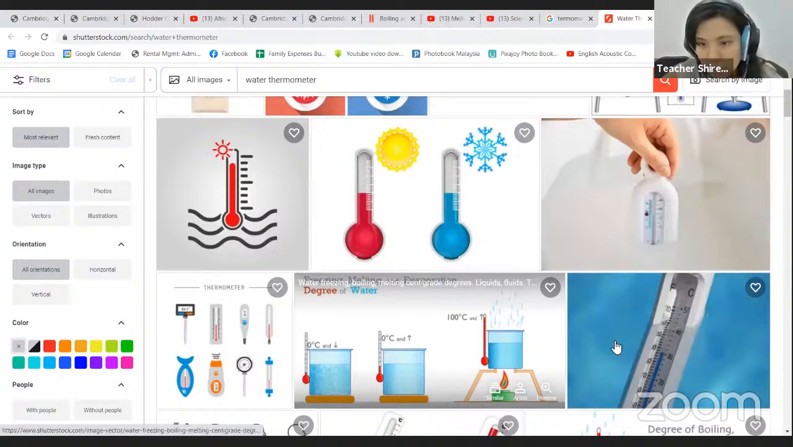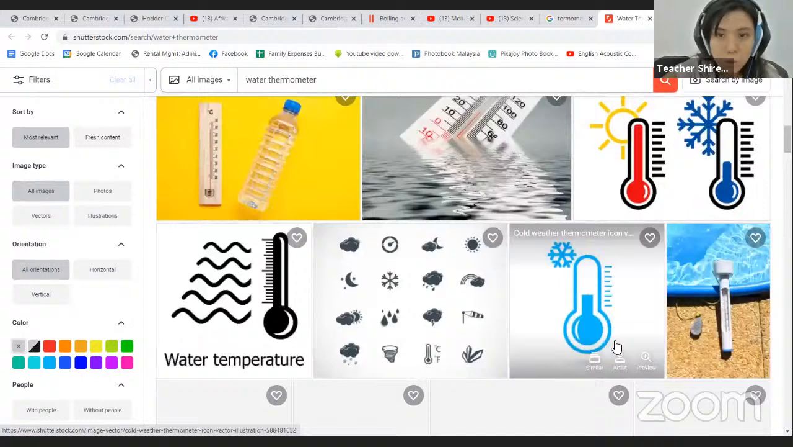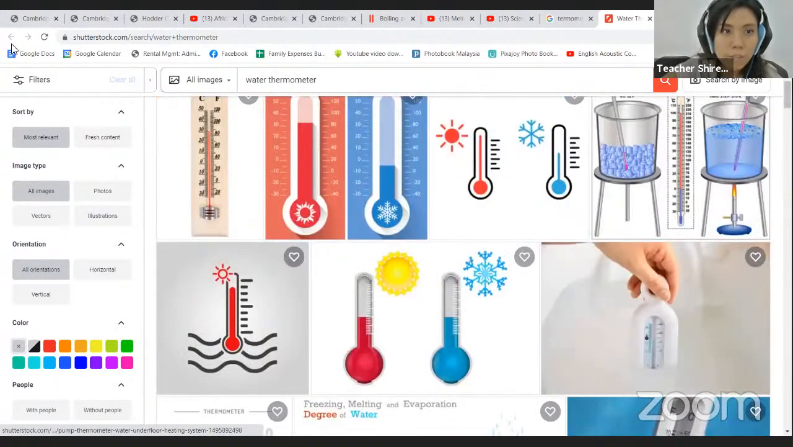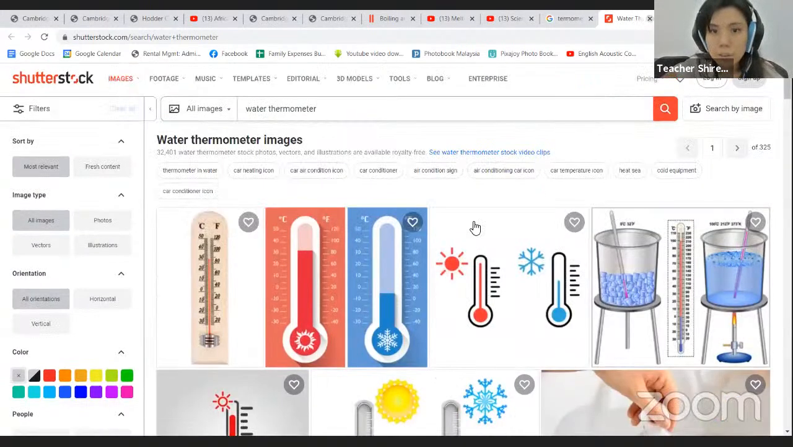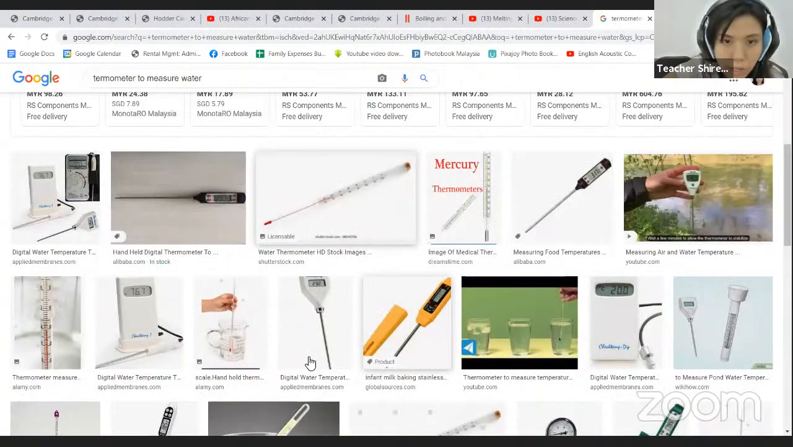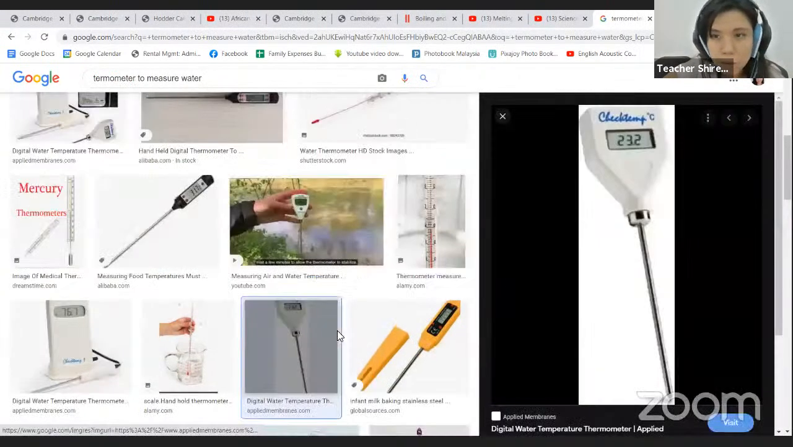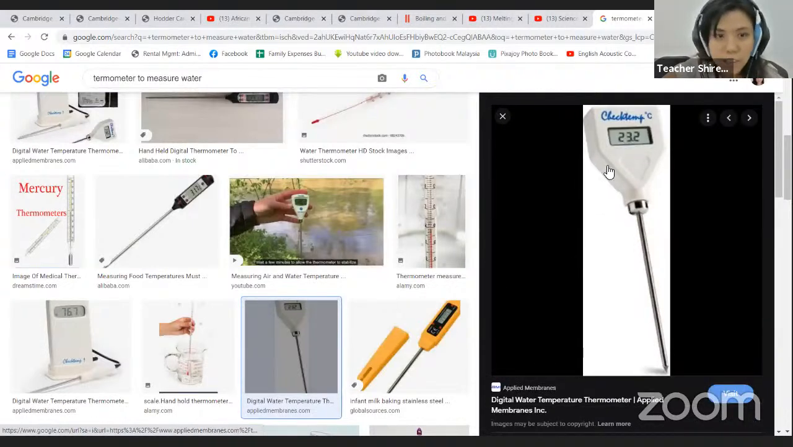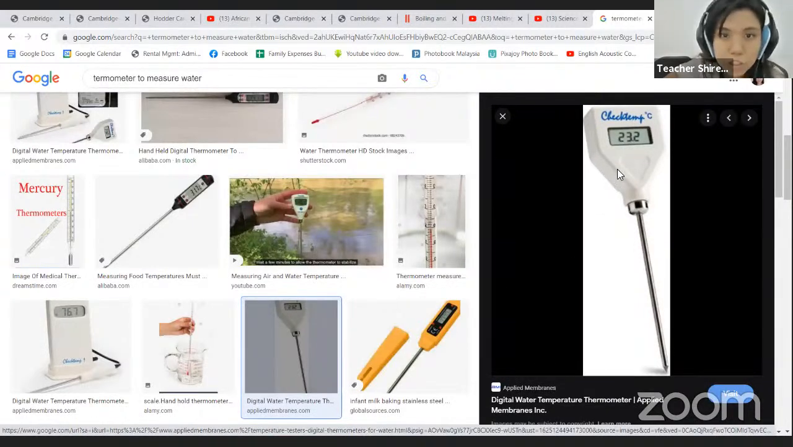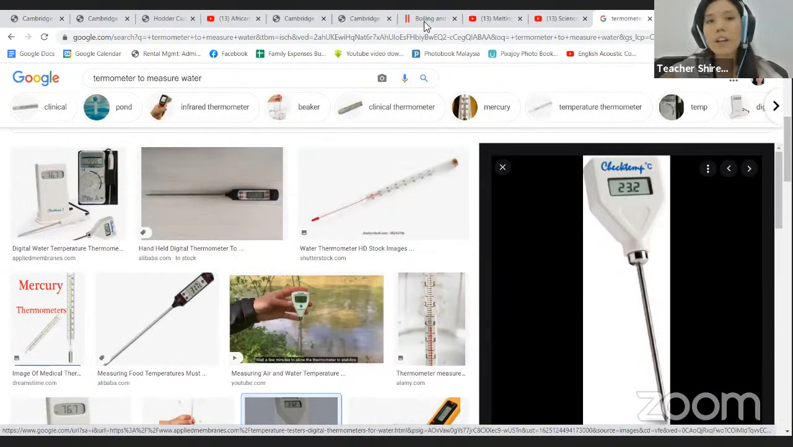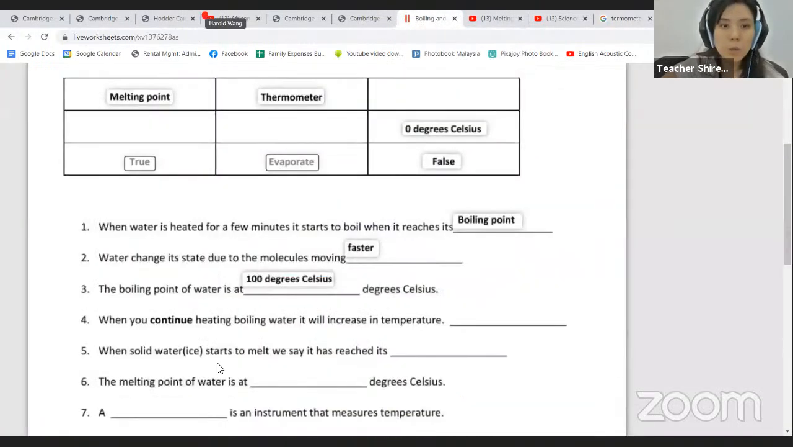Can I see any other thermometer? No. Don't have. Okay. That's right. Most of the water thermometers are actually digital, so I can't show you the maximum. Okay, all right. So basically back to the question, what I'm trying to say is that when you continue heating the water, water will never be more than 100. So it will still remain the same. So this is actually false.